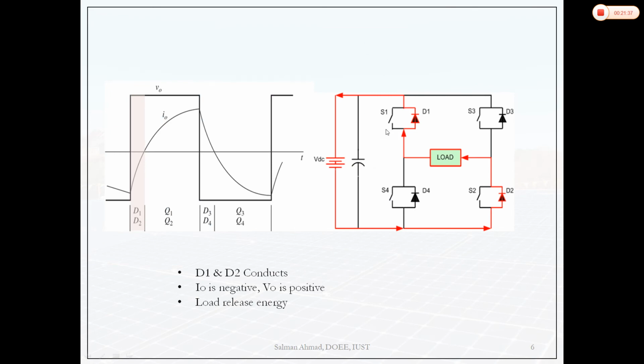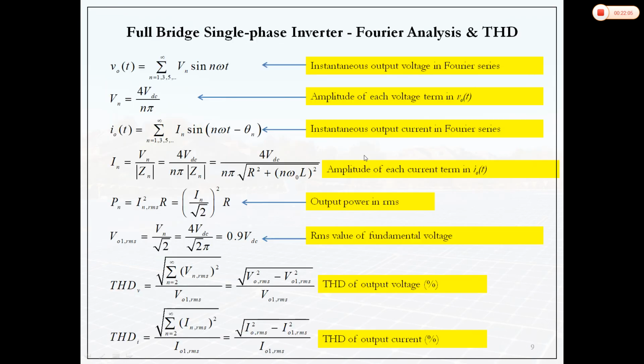So if we apply the high pulses, logic 1, to S1 and S2, the output voltage will be plus VDC. And if we apply logic 0 to these switches, then we have to apply the gate pulses to switches S3 and S4. In that case the voltage across the load will be minus VDC, so it is changing between plus VDC and minus VDC.